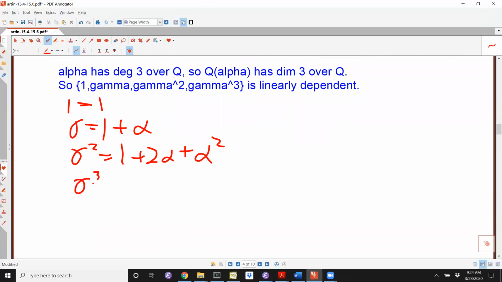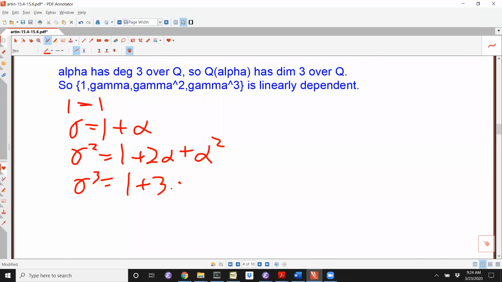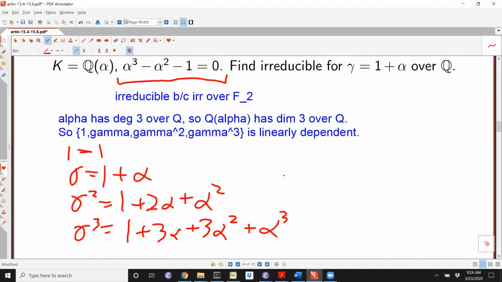Gamma cubed is equal to 1 plus alpha, good, cubed, so 1 plus 3 alpha plus 3 alpha squared plus alpha cubed. Okay, so far? I just multiplied all that out.